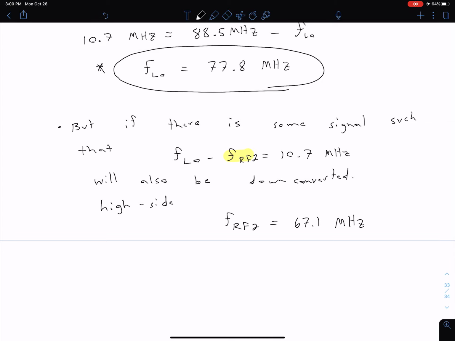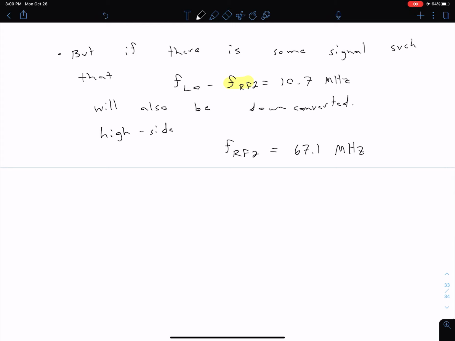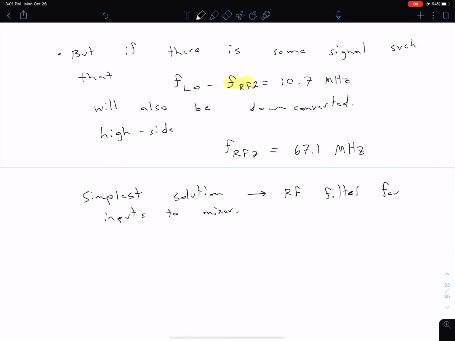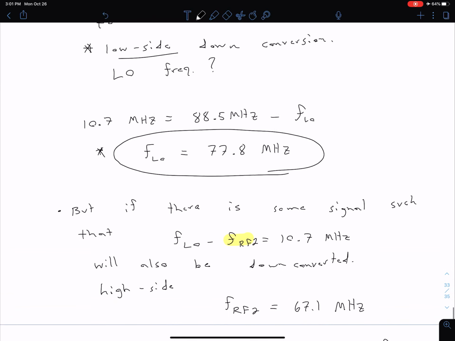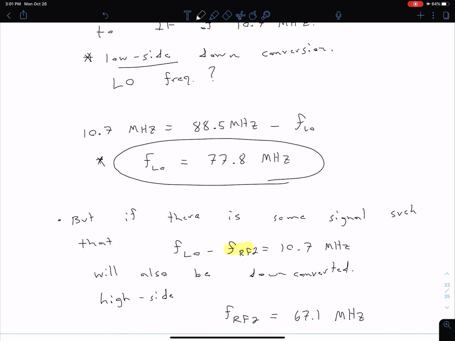There are several ways to work around this, but our simplest solution is to just have an RF filter for inputs to our mixer. Combining this with the idea from our previous video, we want to have a filter on our input, so we make sure we're not doing unintentional down conversion. We're only doing either low or high side down conversion. We don't want to be doing both.